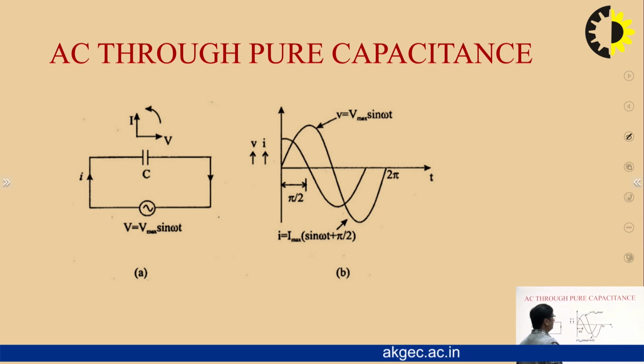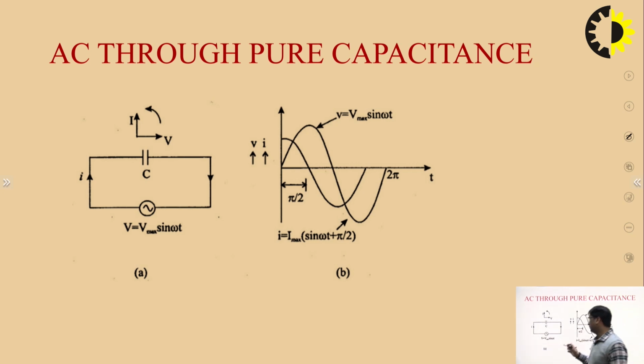Now coming to the capacitance. In a capacitance, the waveform for the current, as you can see, this is the capacitor which is connected to this supply, and when we provide the current, this capacitor will first charge and then it will discharge.